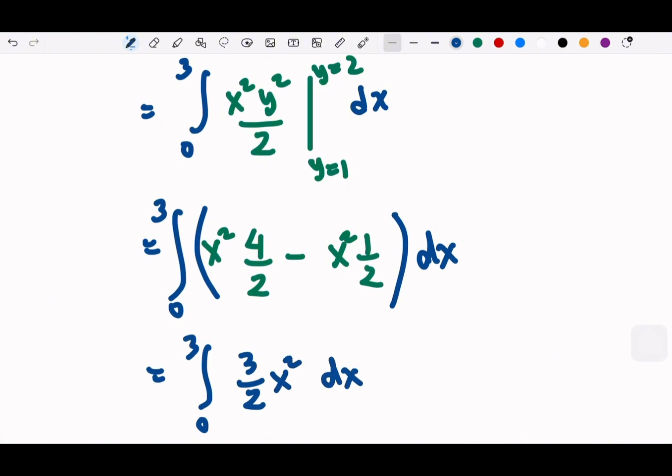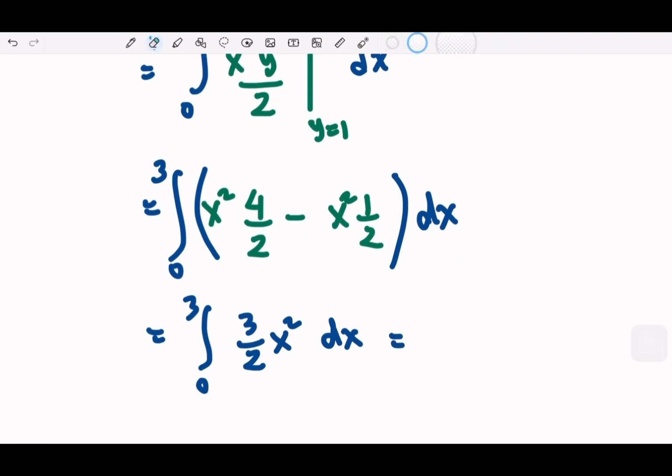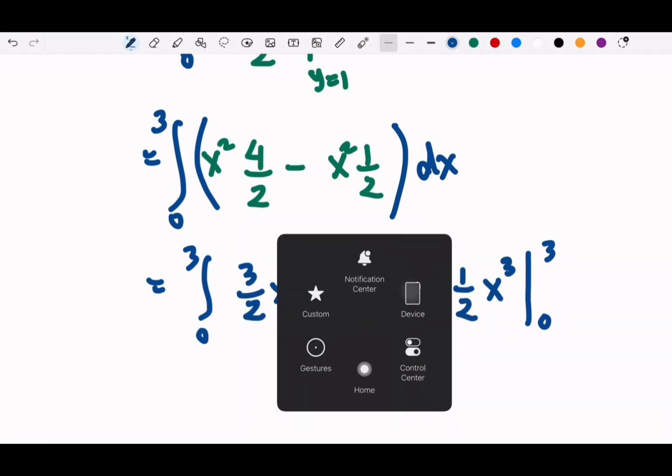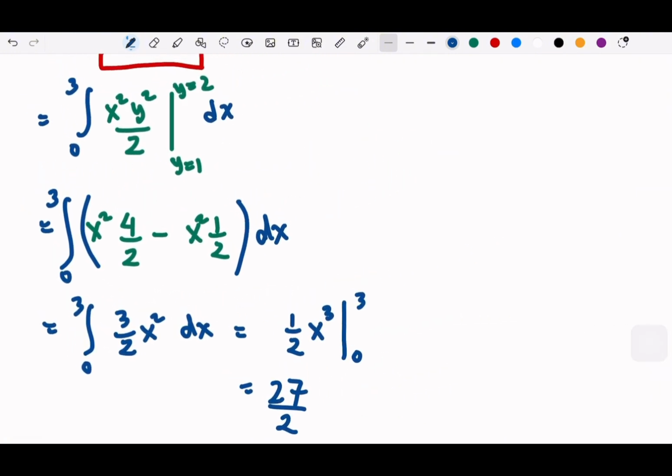Now we can integrate with respect to x. This will be 1 over 2 x cubed, from 0 to 3. So 3 cubed is 27, and 27 minus 0 is 27. So this will be 27 over 2. Now this is the first step.